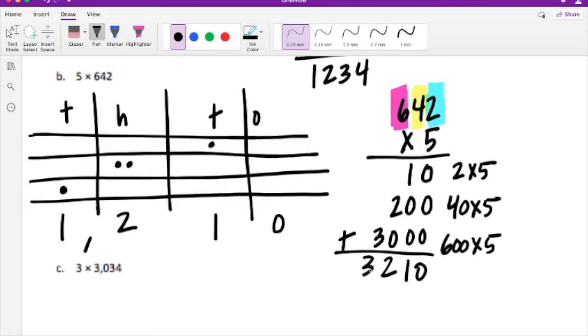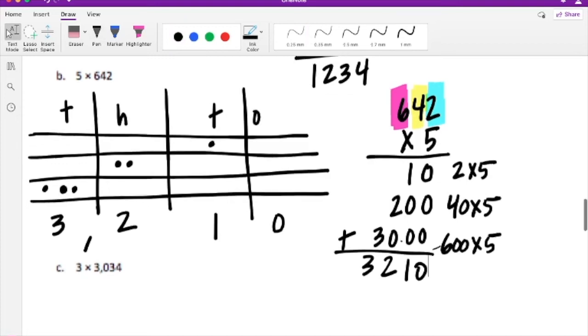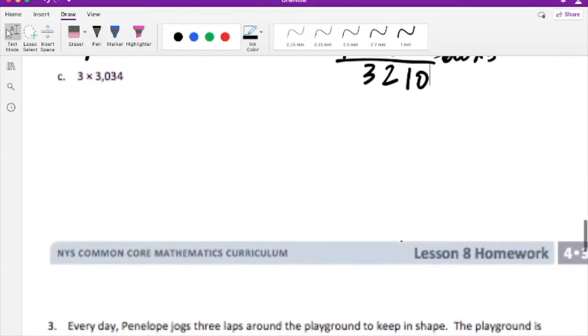Oh, wait. Something's not right here. Oh, it's 33,000. That's what's wrong. I'm like, something's wrong here. This should be 3,000. Right? Because we got 3,000s, not 1,000. All right. Let's do the next one. See, even teachers make mistakes.